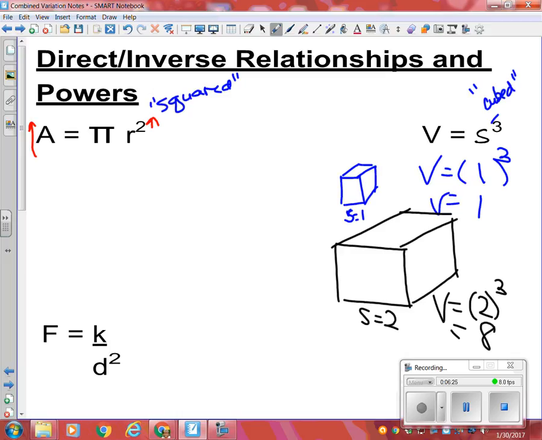So as my side went twice as big, what happened to my volume? It went from 1 to 8. It went what? 8 times bigger. So it still is direct, right? One goes up, the other goes up. Or if one went down, the other one would go down. It's just going to increase or decrease at a much faster rate. Is everybody okay? Are we good?